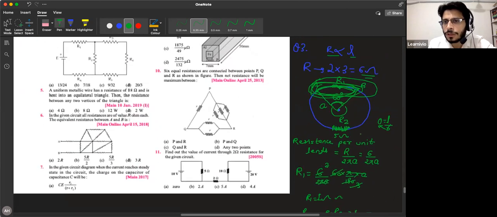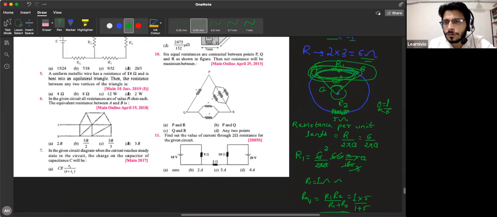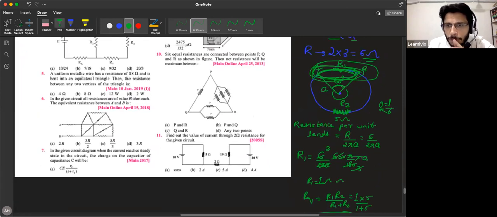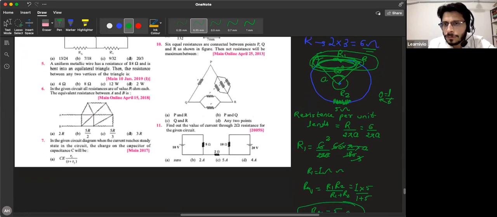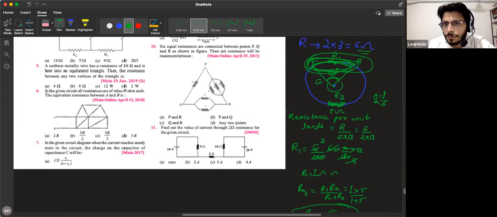Sixty means the angle is 60 into pi by 180 into A. Pi A will cancel this pi A. 60 will cancel this 3. 3 to the 6, 2 will cancel this 3. 1 ohm, 5 ohm.